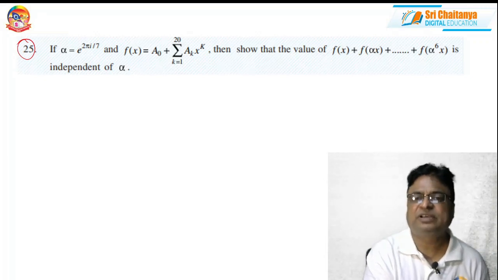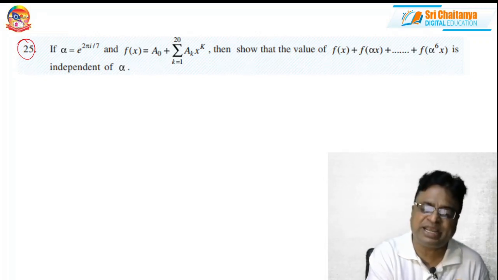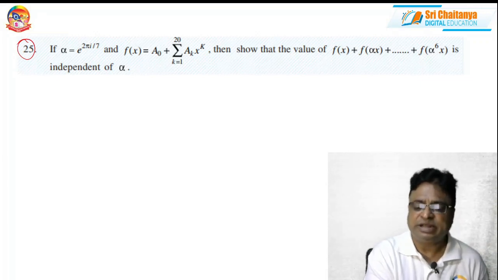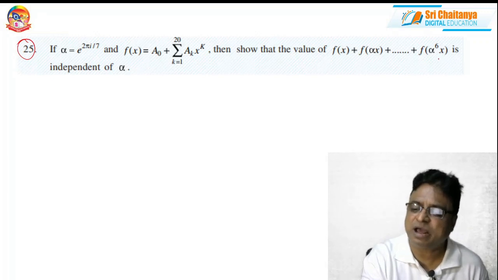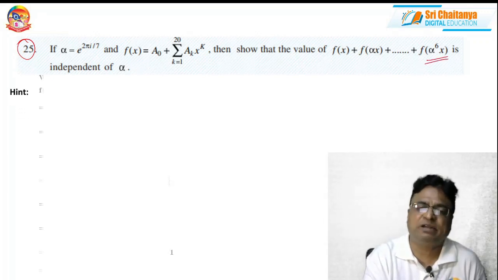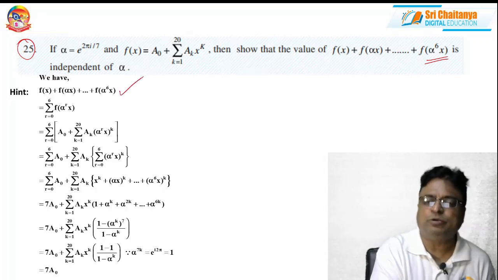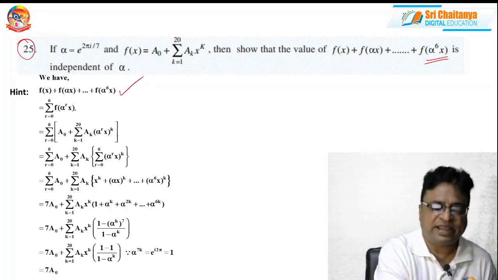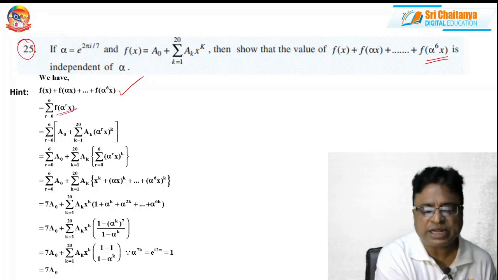And f of x is given as a naught plus sigma k equal to 1 to 20 ak x power k. Then find the value of f of x plus f of alpha x plus and so on plus f of alpha power 6 x, which we have to show is independent of alpha. So this is the thing that we have to find. This I have written as sigma r equal to 0 to 6 f of alpha power r x.